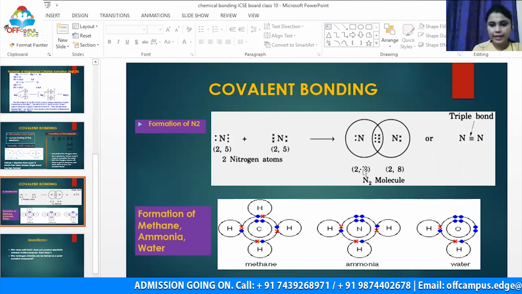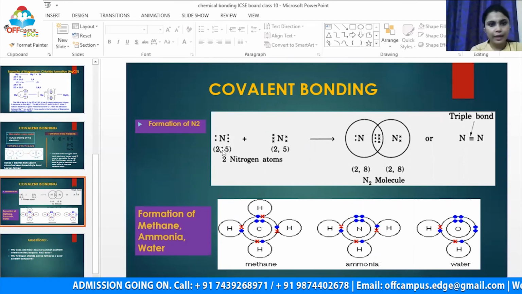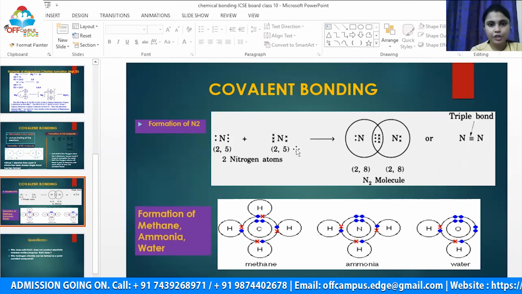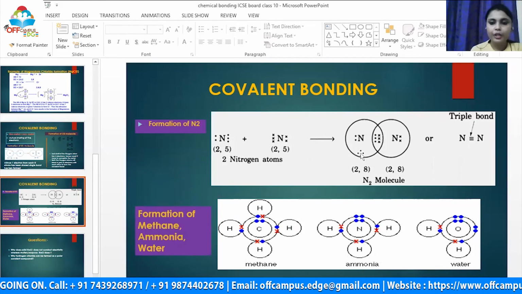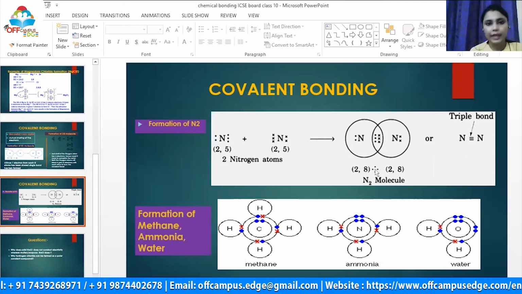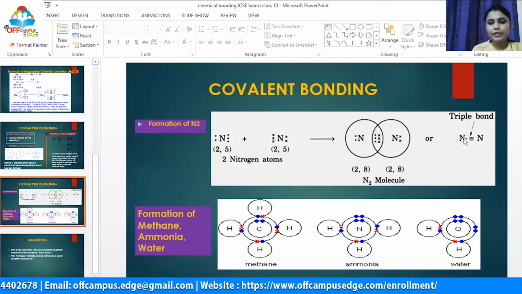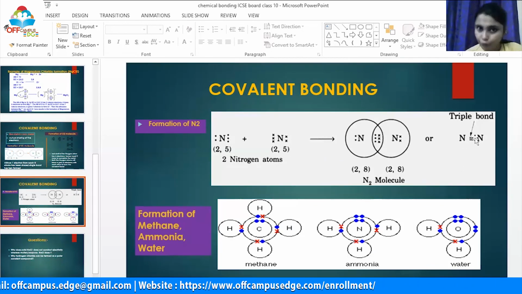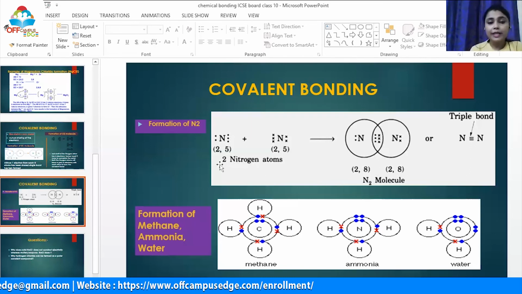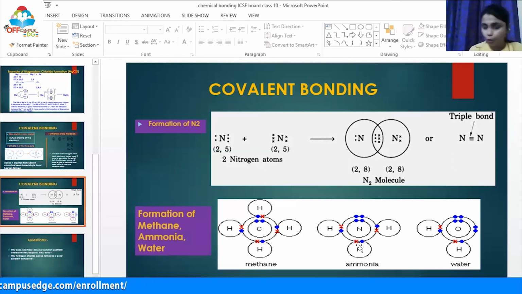You can see in the slide, previously it was 2, 5 electronic configuration. After sharing, the electronic configuration of both the atoms becomes 2, 8. Thus the octet rule is justified. So here we can see a triple bond has been formed. Similar covalent bonding takes place in the case of methane, ammonia, and water.